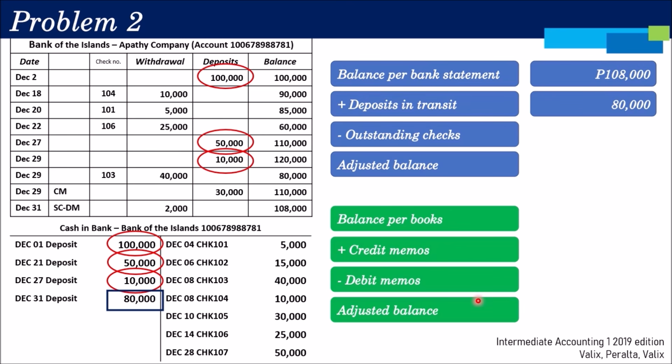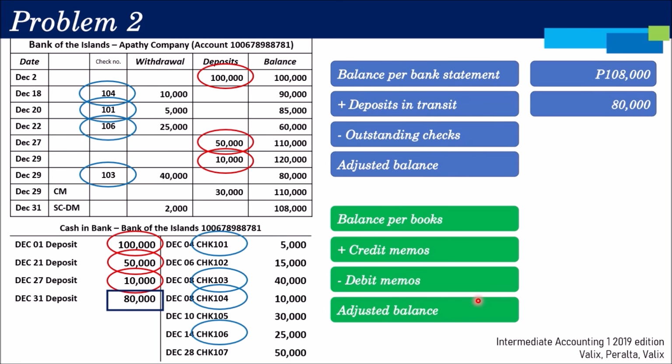Check po natin. Check 101, meron na 5,000. Nabawas na. Check 103, nando na din 40,000. Check 104, nando na din 10,000. Check 106, nando na din 25,000. Yan lang yung na-encash na cheque or na-present for payment. 'Di ba? Nung mga may hawak nung cheque.